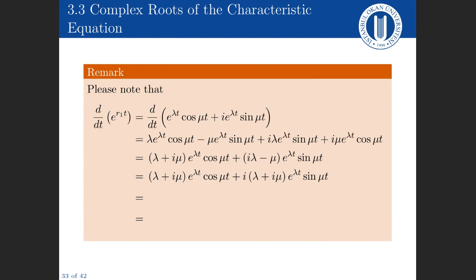Now I have lambda plus i mu here and lambda plus i mu here. Let's take this out. Lambda plus i mu I take out, and what are we left with? We're left with e to the lambda t cos mu t plus i e to the lambda t sine mu t. This looks familiar, right? This is what we started with.